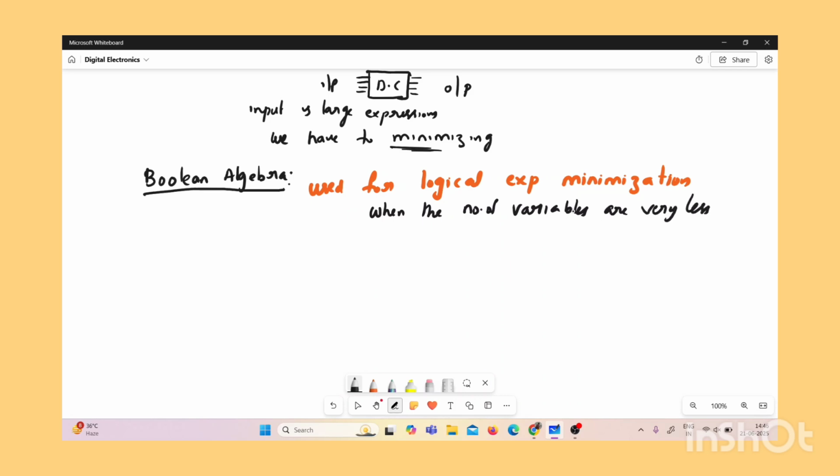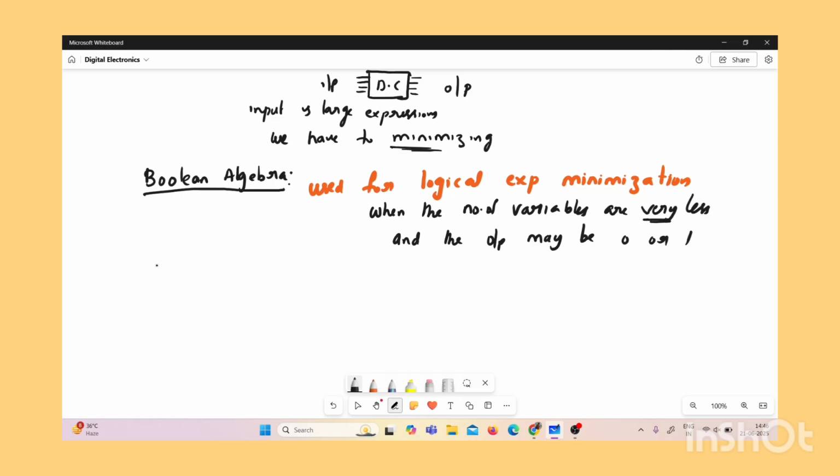The variables take values 0 and 1, and the output may be 0 or 1. Actually this Boolean algebra was introduced by George Boole in 1857, I think, or 54. It was meant for minimizing logical expressions whenever the number of variables is very small. That means we should use Boolean algebra only when the number of variables is small, and we cannot apply it when the input expression has a larger number of variables.